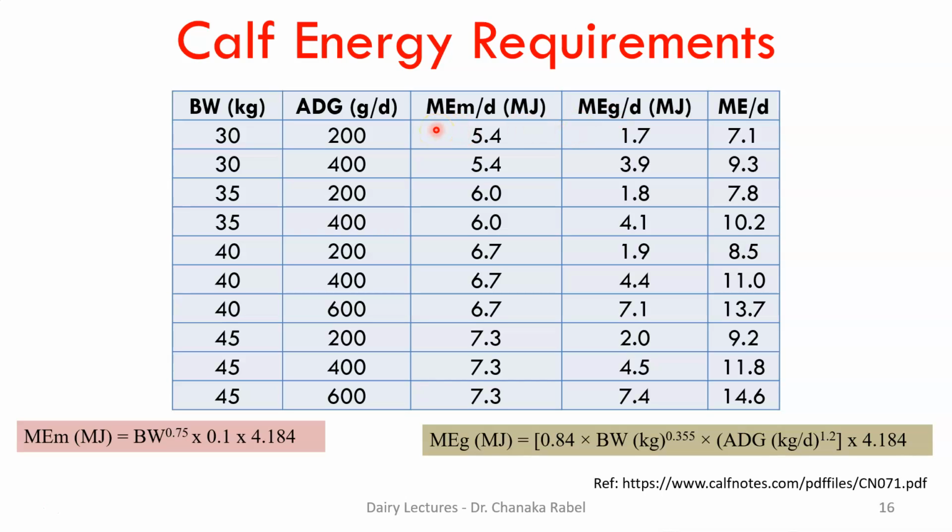So they'll have metabolizable energy for maintenance, and metabolizable energy for things like lactation, because for milk production there will also be energy, right? So the total metabolizable energy per day for these animals would be the addition of these two, 5.4 plus 1.7. This is the metabolizable energy requirement for calves of different weights gaining different daily body weight gain, right? You need to ensure that the calf gets this daily requirement.